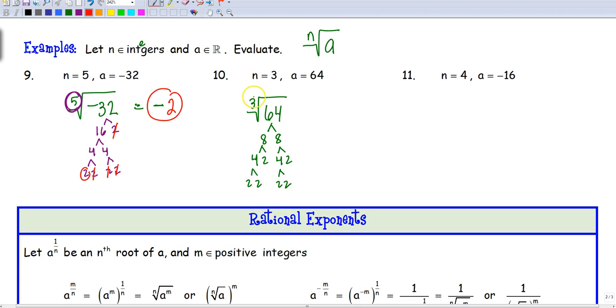Look at your index. Your index says it's a 3. That means we need a group of 3 in order to pull a number out. I have one group of 3. I have another group of 3. 2 times 2 is 4. And that's your final answer.